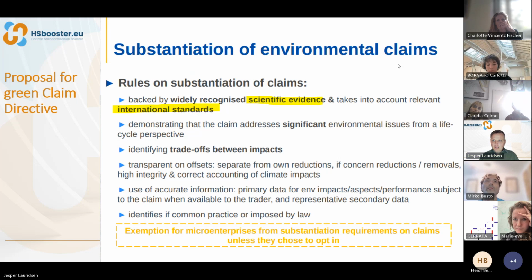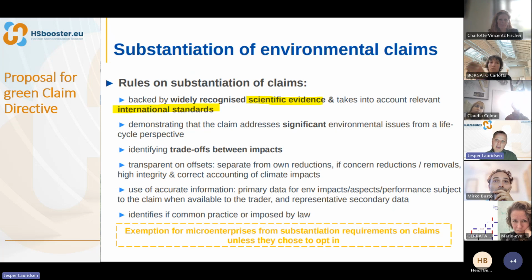So me and Charlotte, we are also in something called SABE, with the long word Strategic Advisory Board on Environment, where we help the Commission in European standardization taking decisions in the environmental field. And this is taken from the European Commission's presentation one month back. And it's about the proposal for a new green claim directive.